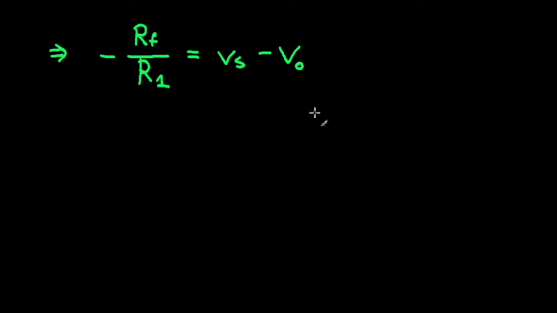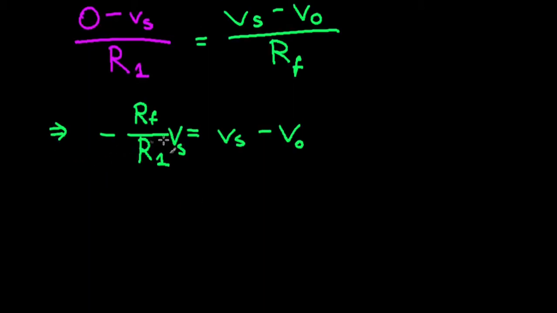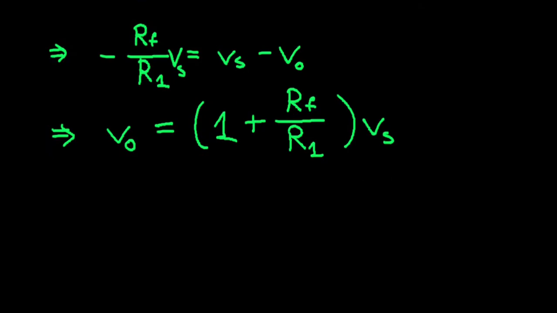Now, if we bring V output to this side, wait, no, there's something really wrong here. This one you had a Vs, the supply voltage here, that's a factor here. So if I bring the output voltage here and I bring this term here, what I get at the end, it's very simple algebra, is V output equals 1 plus the feedback resistance divided by R1 multiplied by our supply voltage.